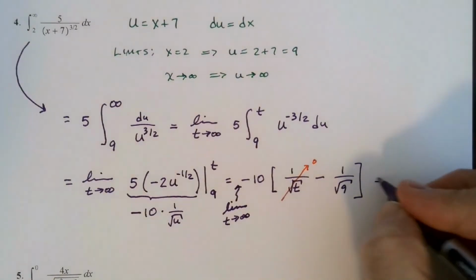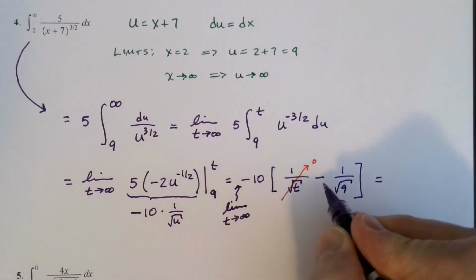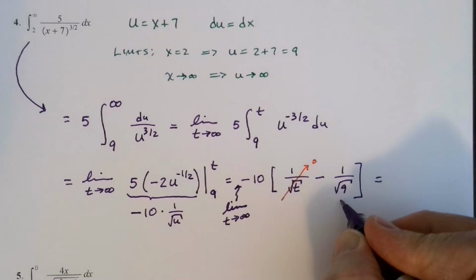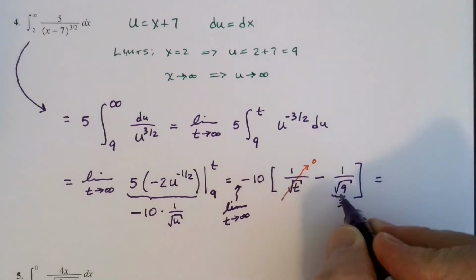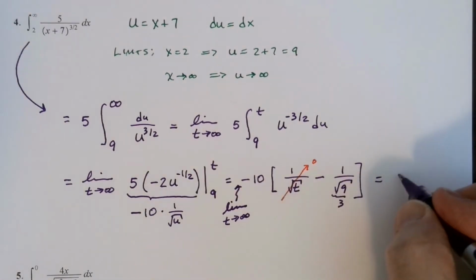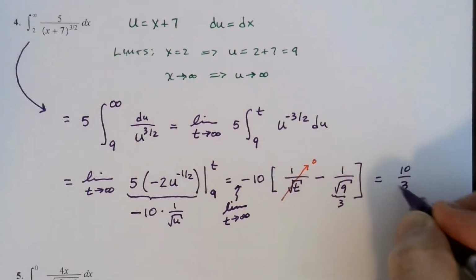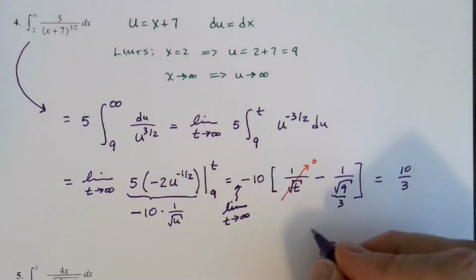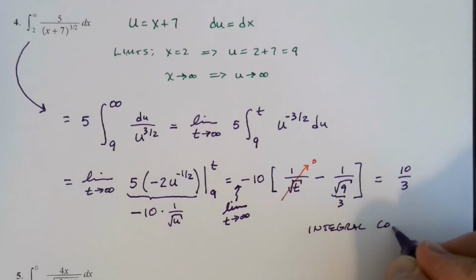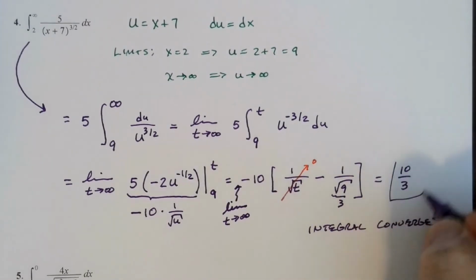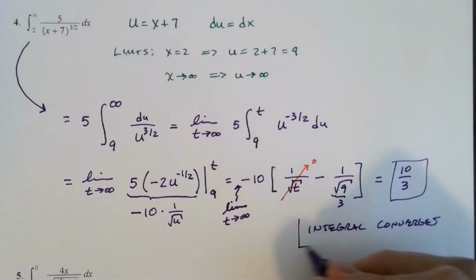And so this becomes negative 10 times, well, of course, what is square root of 9? That's going to be just 3, right? So this is negative 10 times 0 minus 1/3, negative 1/3. I get positive 10/3. Okay? And so the integral converges. And its value, this is the value of the integral.